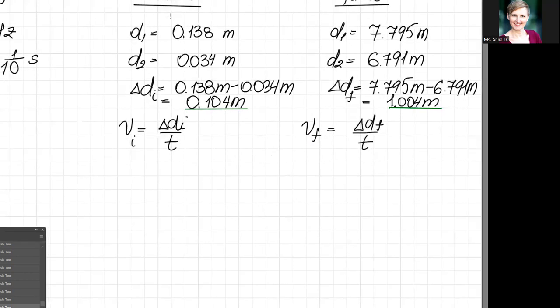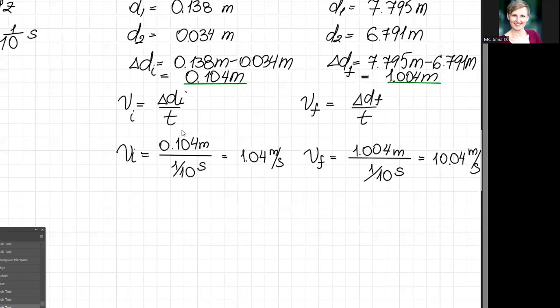Here are the calculations for it. So displacement in the beginning of the journey, 0.104 divided by 1/10 of a second will give me 1.04. Displacement at the end of the journey, 1.004 meters divided by 1/10 of a second will give me 10.04. So these are my initial and final velocities in the beginning and at the end of the journey.